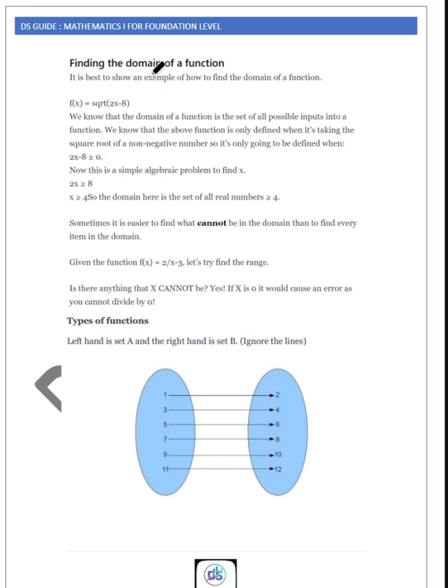Then how do you find the domain of a function? Suppose you are given the function square root of 2x minus 8. Now you know it is a square root function, so the expression should be greater than or equal to 0. You apply this condition and you get x greater than or equal to 4. That means the domain will be all the real numbers greater than or equal to 4.